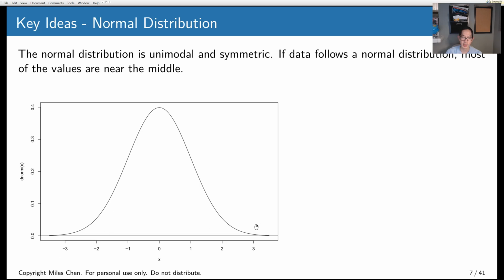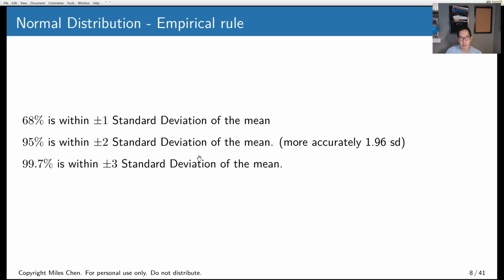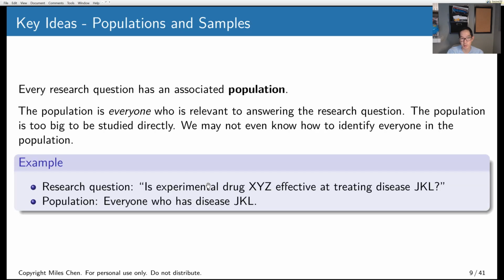I think you learned the numbers, right? 95% of values are between 2 and -2. 99.7% are between 3 and -3. And then about 2/3, 68%, are between 1 and -1. Those are some good numbers to remember. So these are the empirical rules. 68% are within plus or minus 1 standard deviation of the mean. 95% are within 2, or more accurately 1.96, standard deviations of the mean. And then almost all, but not quite all, 99.7% are within 3 standard deviations of the mean.